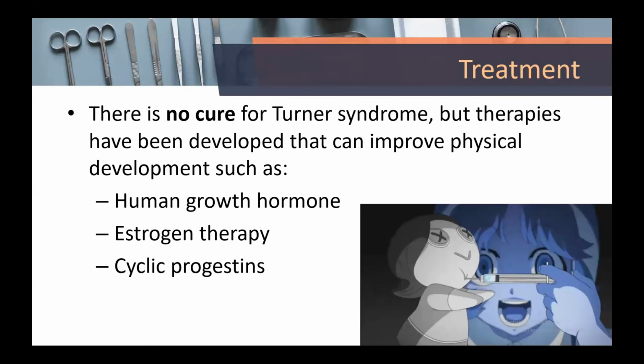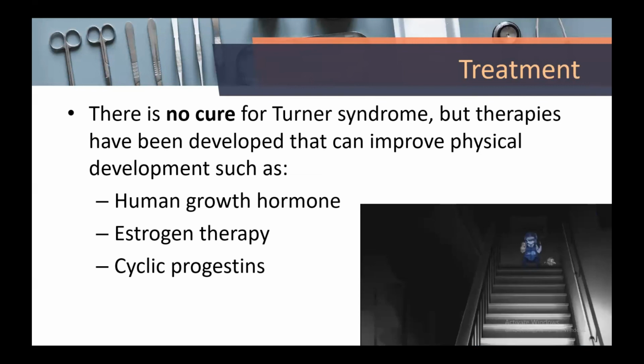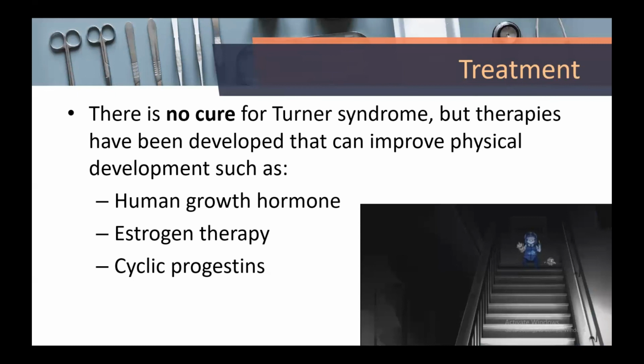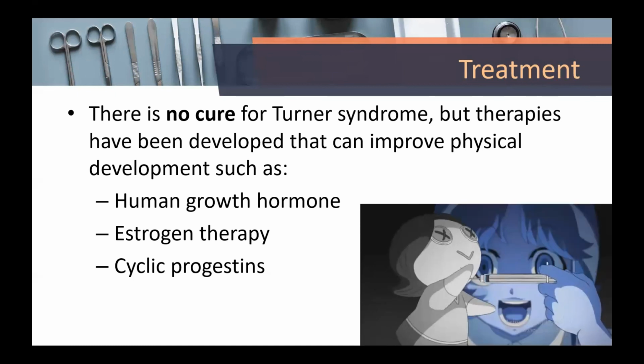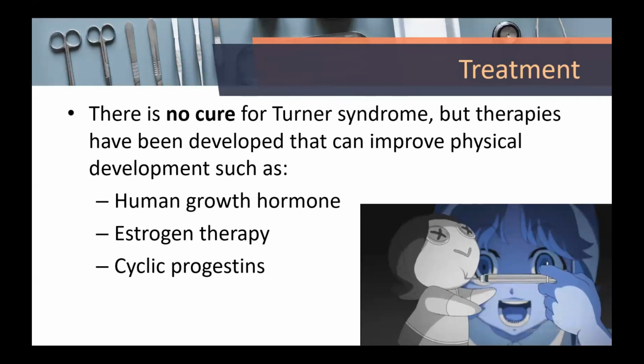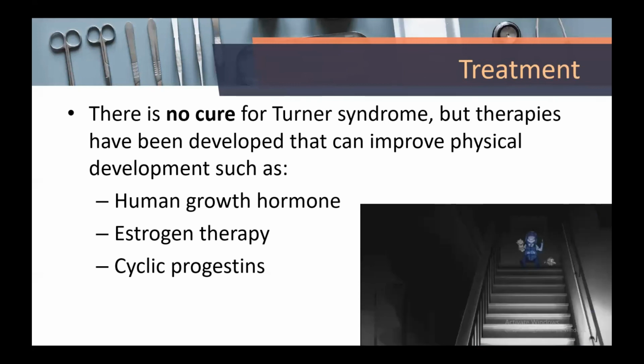For cyclic progestins, these hormones are often added at age 11 or 12 if blood tests note deficiency. Progestins will induce cyclic menstrual periods, and treatment is often started with very low dosages and then gradually increased to stimulate normal puberty.